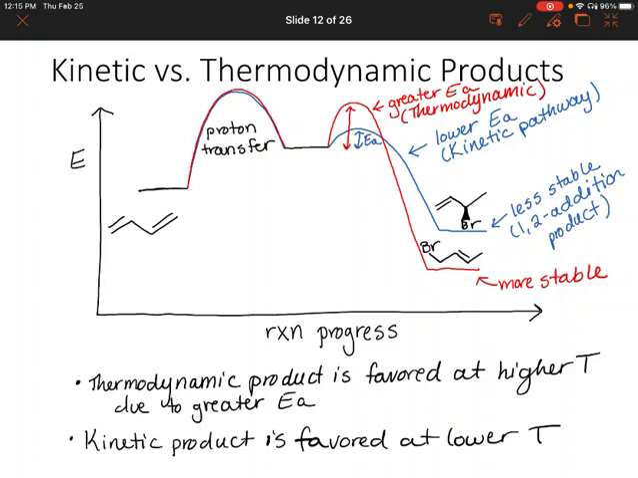Okay, so let's look at an example, and you can kind of try this one on your own and see if you can figure out which product is favored. All right, so let's say we have another conjugated pi system. Okay, and this time we have a ring structure. And let's say we're adding one equivalent of HBr again. And let's say we're at cold temperatures.